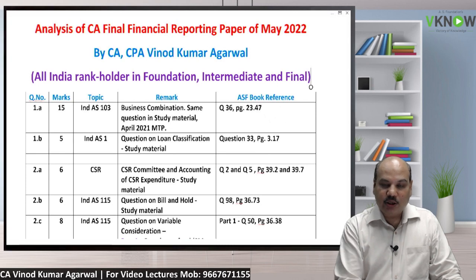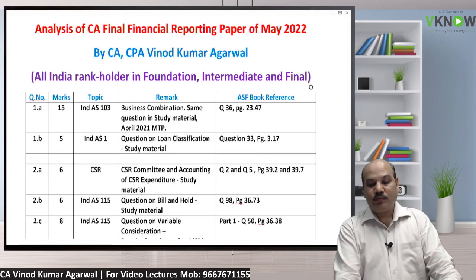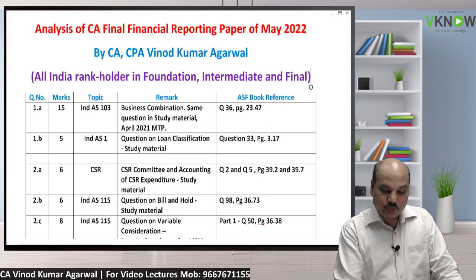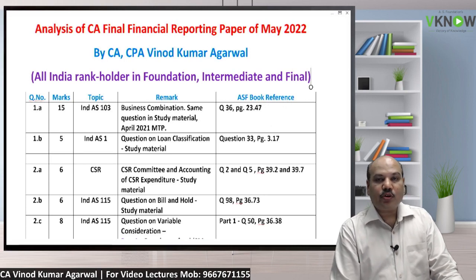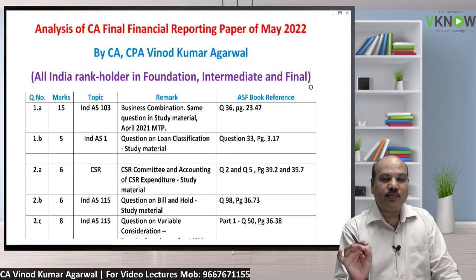Question number 3B was a very easy question on Ind AS 23 borrowing cost. Even an intermediate student can answer that question. It was so easy, and we have covered exactly the same question in our class, question number 42. Question number 3C was based on Ind AS 21, a very good question which is based on consolidation of a foreign subsidiary. It requires you to calculate goodwill in the first part.